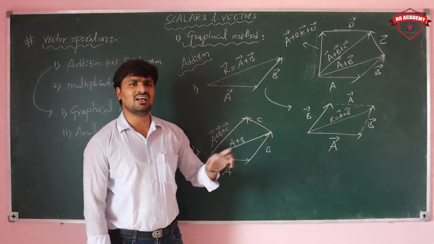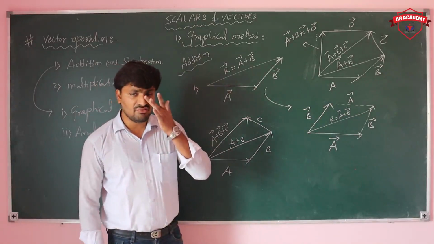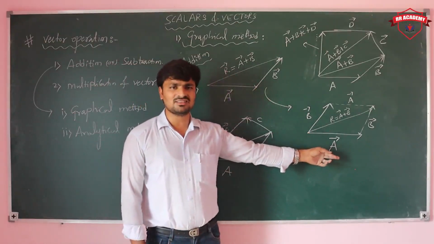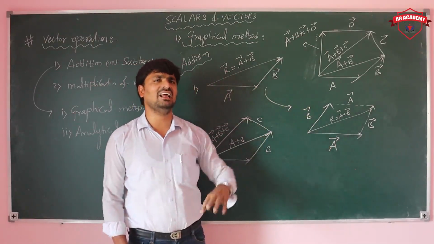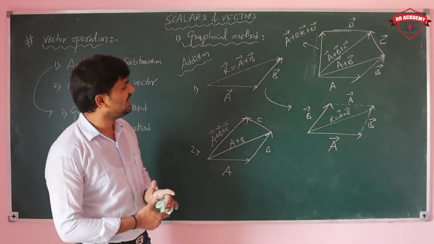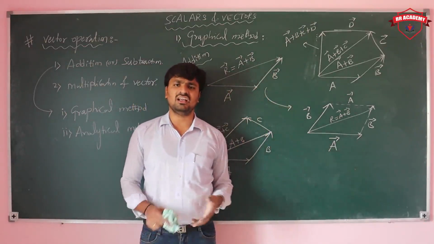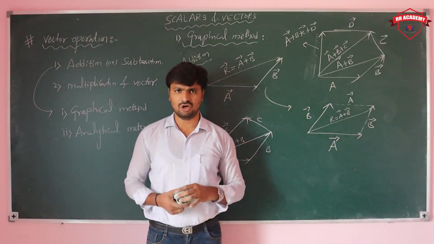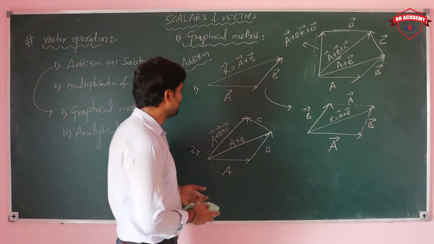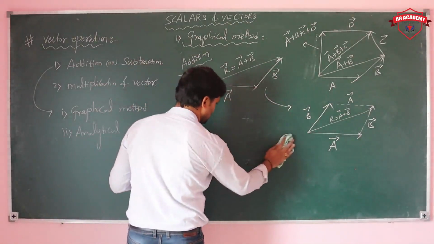But in the graphical method we are not able to find the resultant easily. That's why we use analytical methods, triangle as well as parallelogram method, in the analytical method. For a polygon, based on how many sides there are, we just take the sum of all the sides. That is what we represent in the graphical method. This is about the addition, and next we will see the subtraction also.